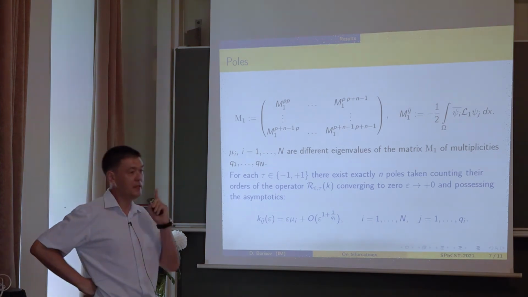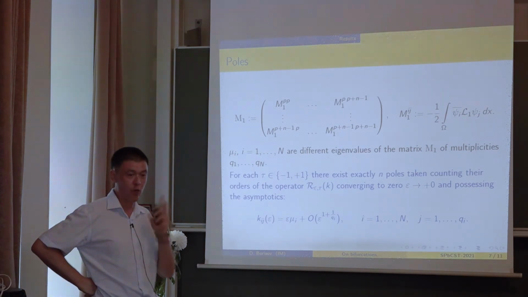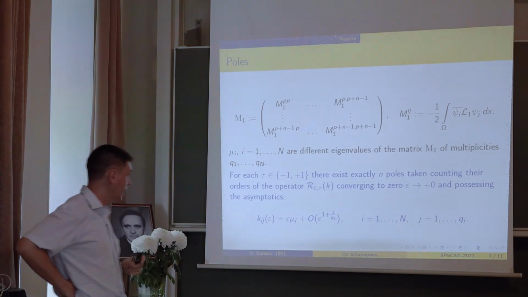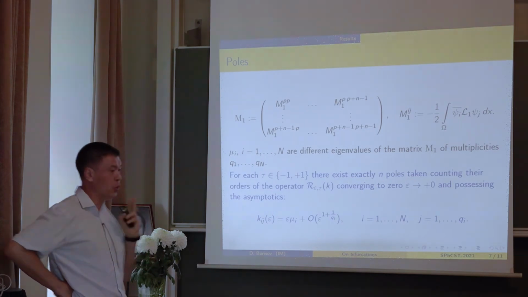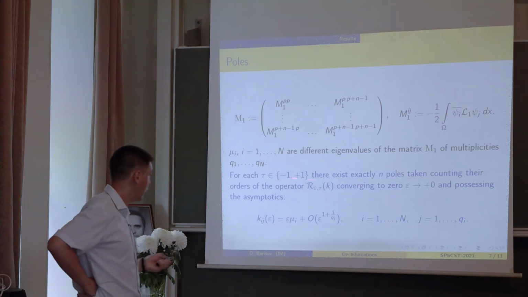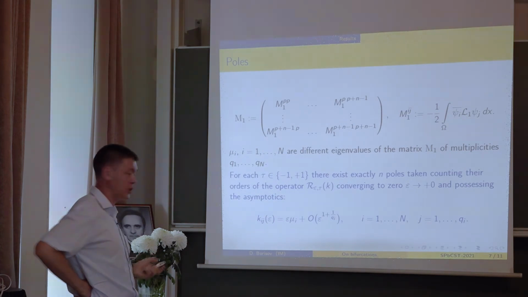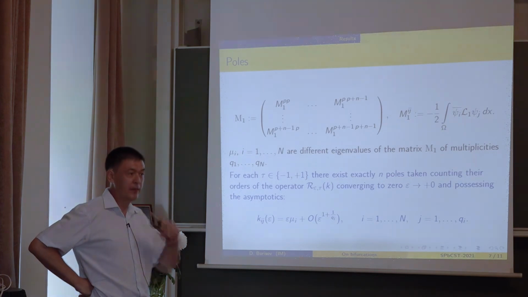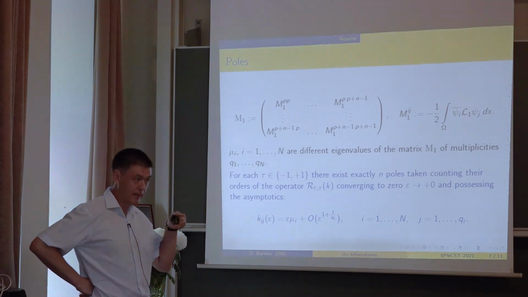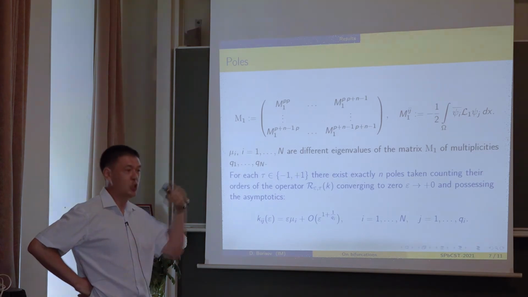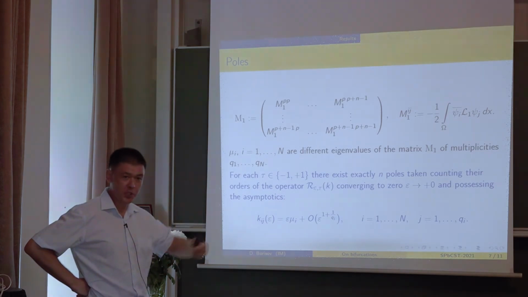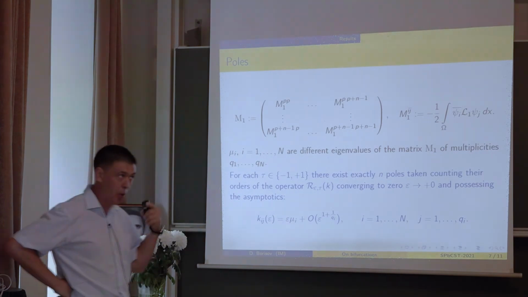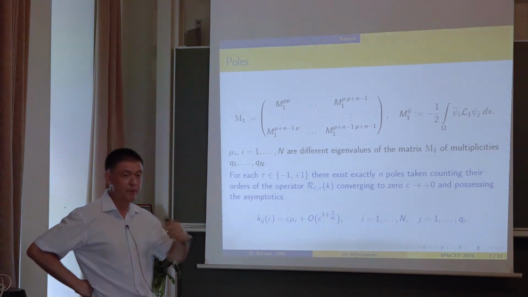So in general, near each threshold, I have two sets of poles. The total number of them, if I count their order, is 2n. I have n poles for tau being -1 and n poles for tau being +1. In general, I have 2n poles. If all of them are simple, it means that in general, I have twice more emerging objects in comparison with the multiplicity of a threshold.